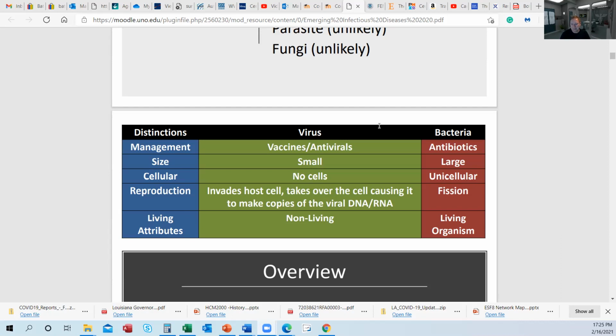Now with bacteria, they're living organisms. If you can kill it with cold, then it's dead and it's not going to be reactivated.